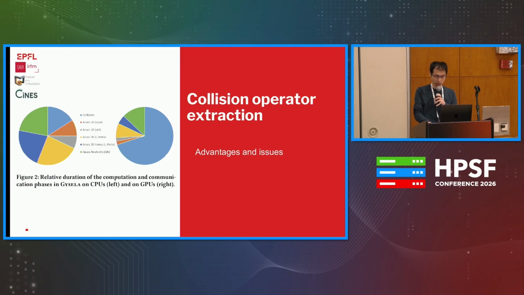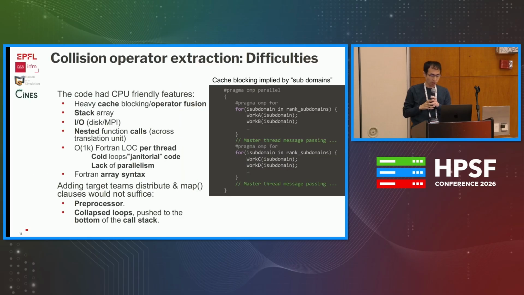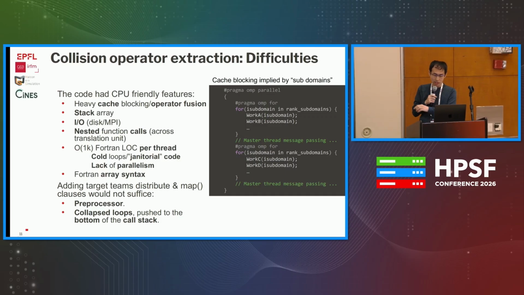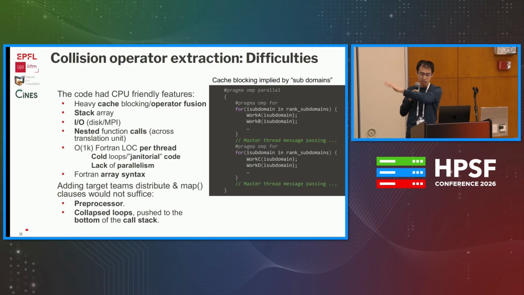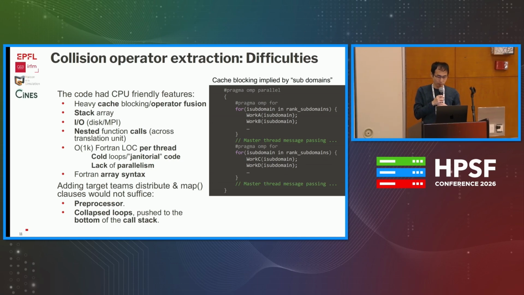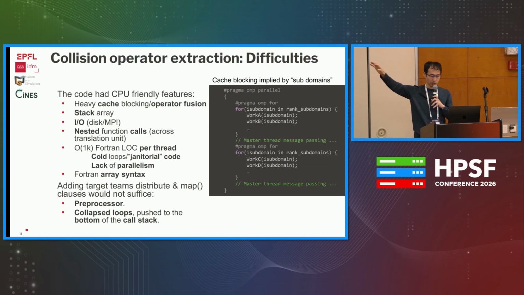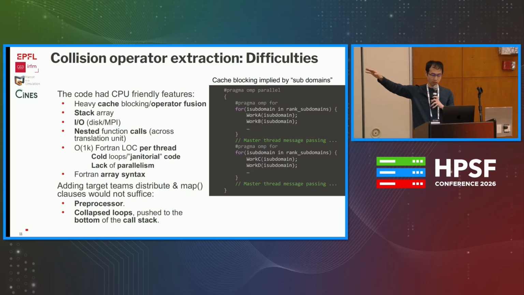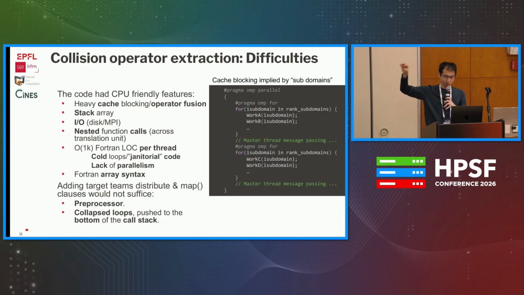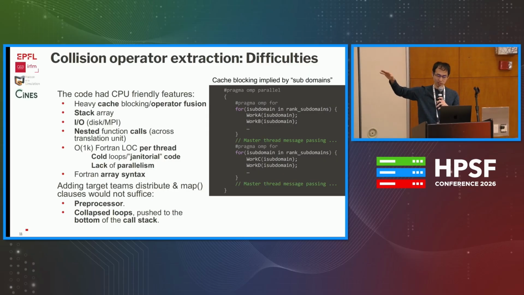So let me move on to the collision operator extraction. Why is it difficult? This is the typical architecture of the collision kernel: in the outermost level you have the OpenMP parallel region, and in the innermost you have a separate OpenMP parallel region. This type of pattern happens internally. This is actually okay for CPUs, because of the stack array allocation and the nested calls. It's a bit dirty in the Fortran code, but it's pretty good and highly optimized for CPUs, so we didn't encounter any problem at that moment.